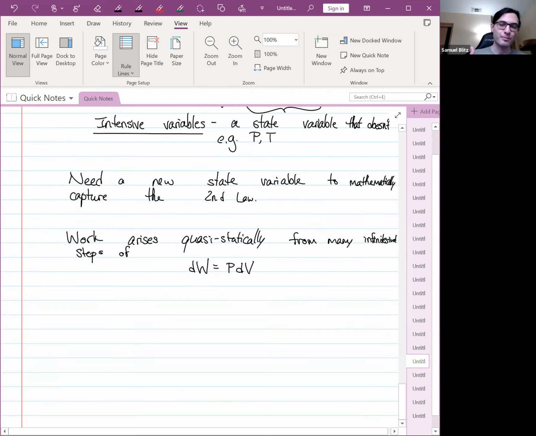But for the second law of thermodynamics, we need something relating to heat, and we don't yet have an equation that looks like this for heat. It turns out that we just haven't written it down yet. Heat does indeed have such an equation.